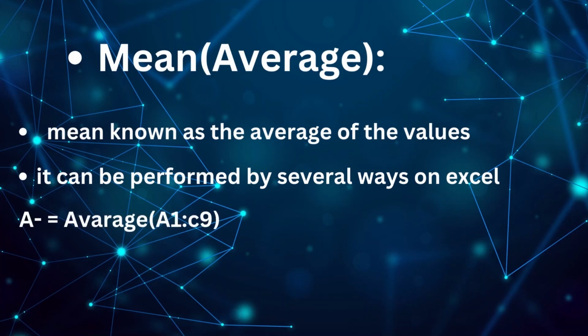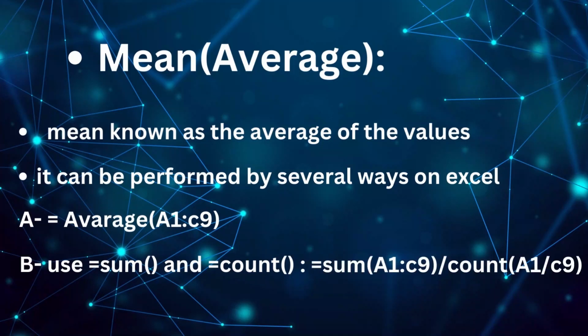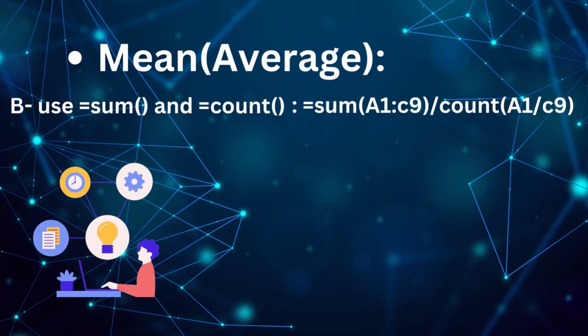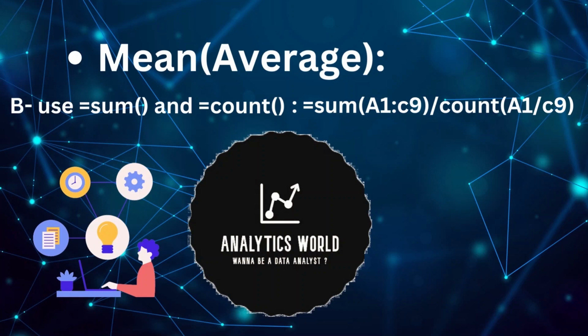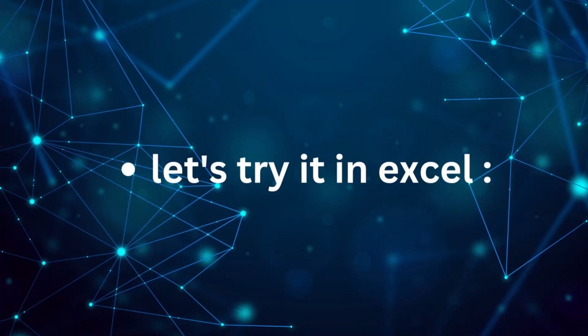The first is to use the function average. The second is to use a formula containing two functions: sum, which we talked about in the previous session, and count, which we are going to talk about in the upcoming session. This way is done by dividing the sum function's result by the count function's result. I know that this way is pretty complex, but we in the analytics world want you to improve your logic and brain skills. Let's try it in Excel.